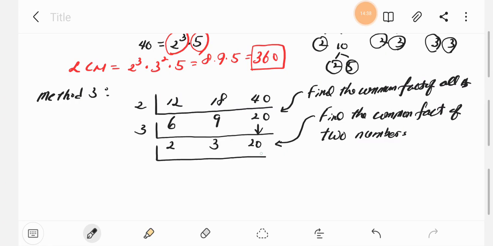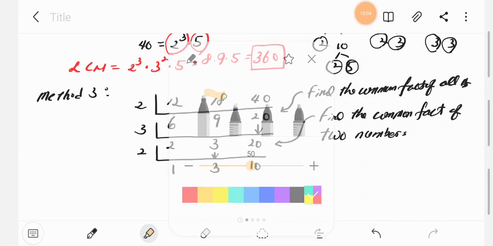Then let's find another one. There's no common factor for all these three numbers, 2, 3, and 20. But there is a common factor for 2 and 20, right? 2 divided by 2 is 1. 3, just bring it down. And 20 is 2 times 10. Alright, and there is no common factor for 2, right? So we stop. And then multiply.